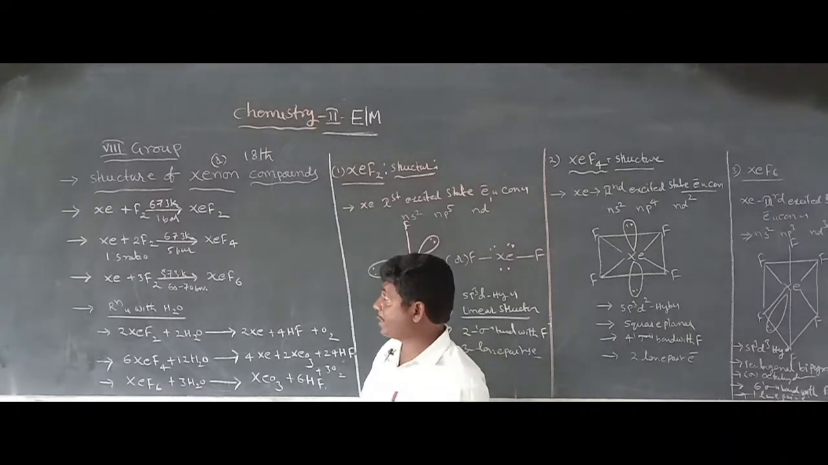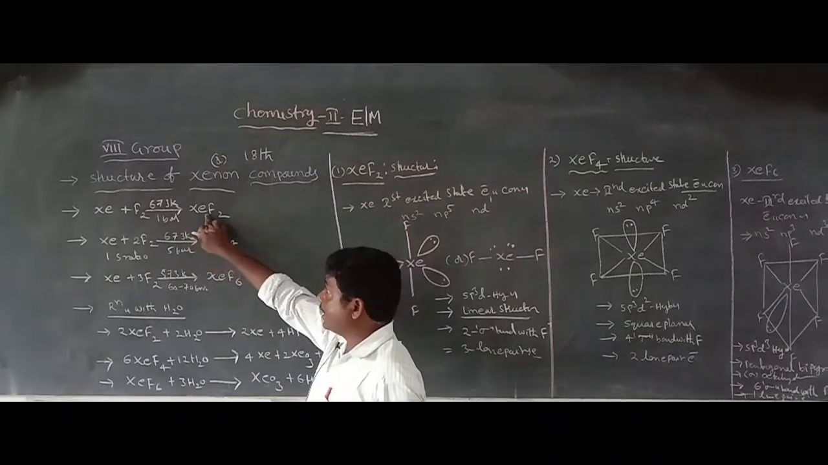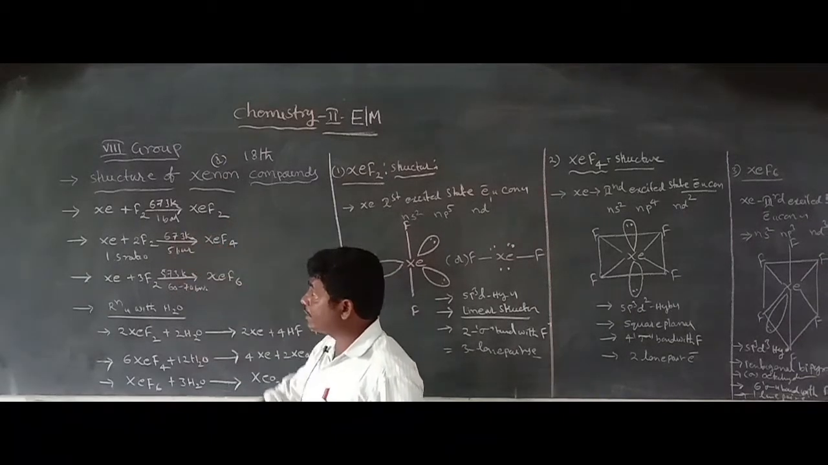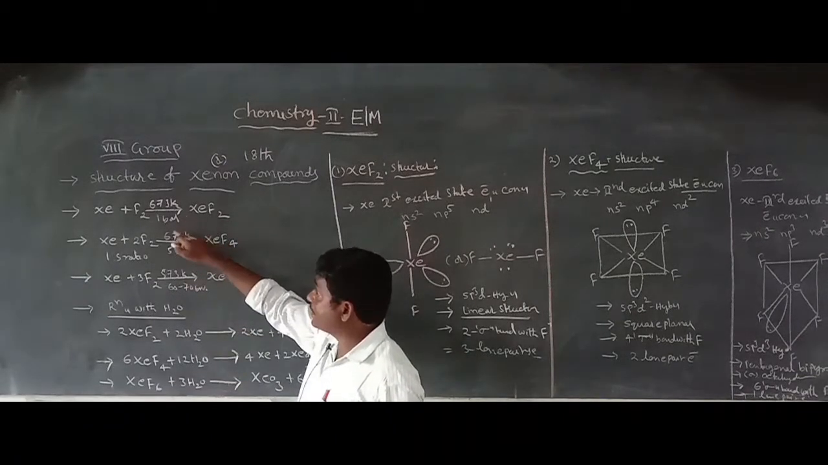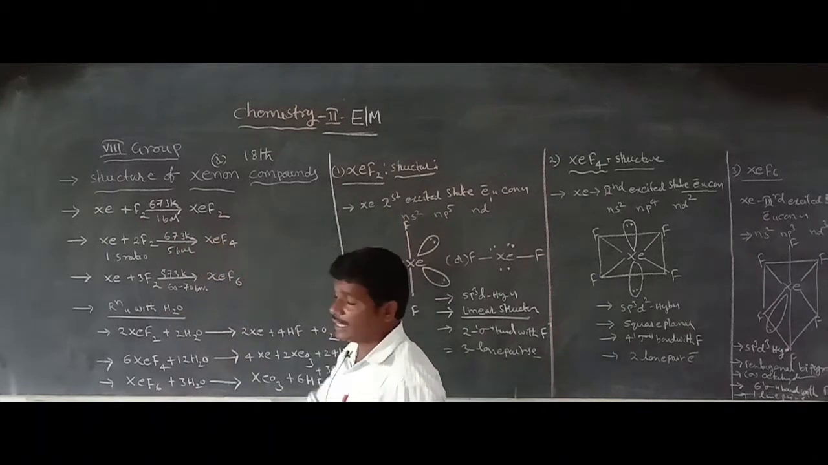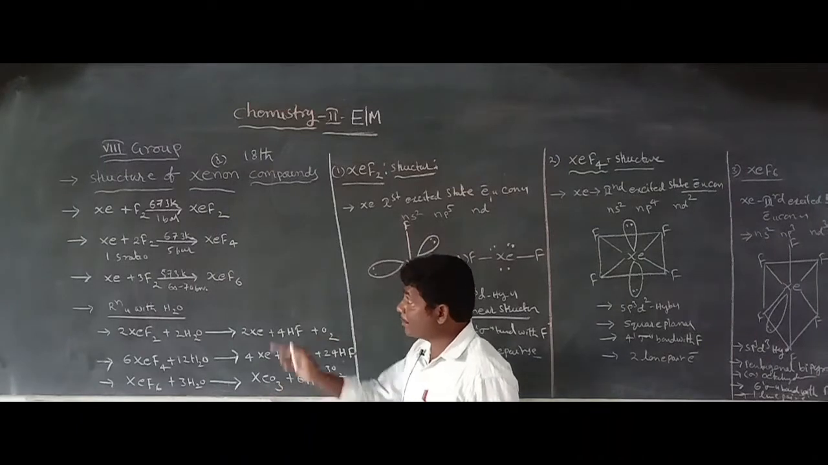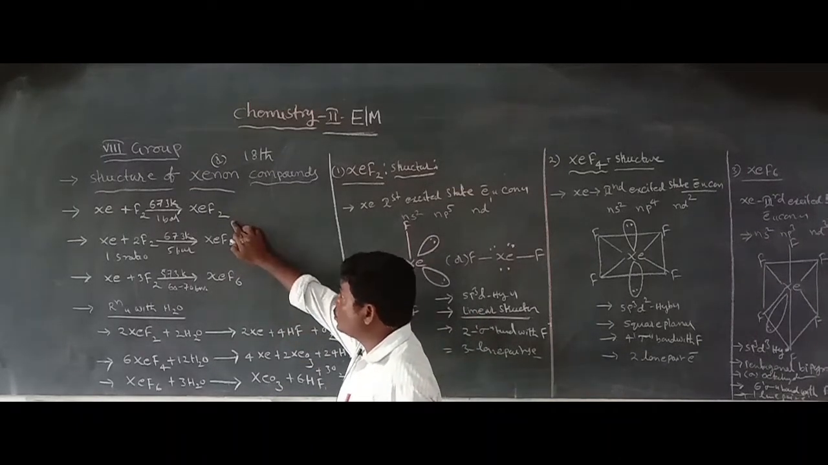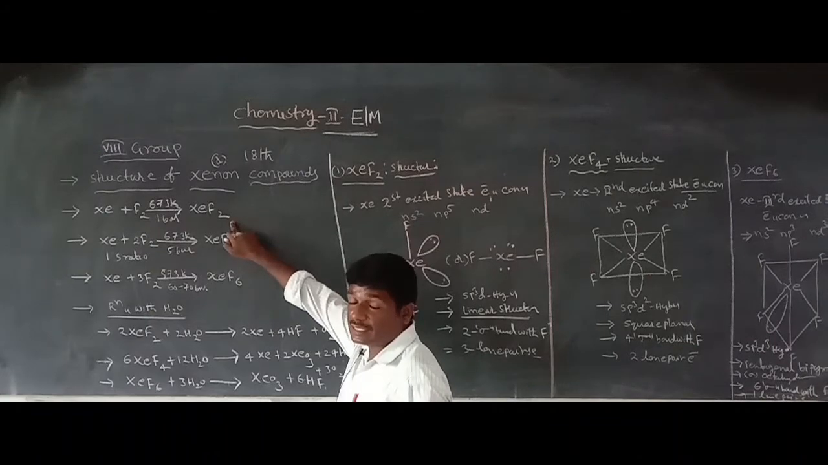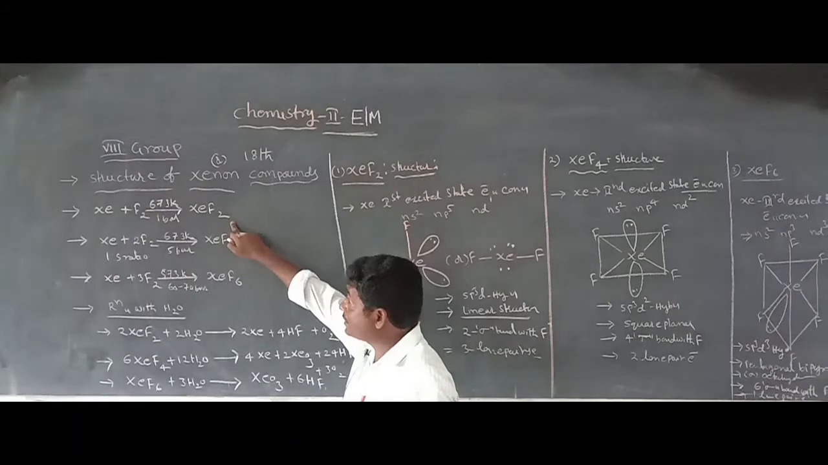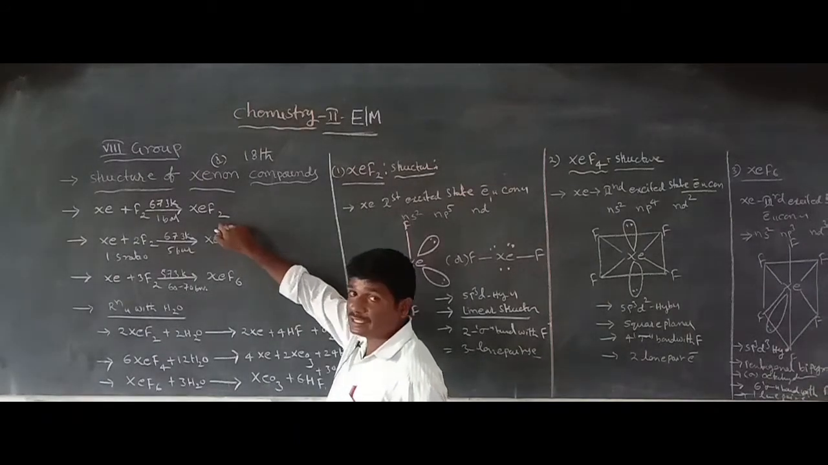Here is the first preparation: xenon difluoride. Xenon reacts with fluorine at 673 Kelvin, 1 bar pressure, to form xenon difluoride. That is the preparation of xenon difluoride. Di means 2 fluorine atoms. Xenon combining with 2 fluorine atoms is known as xenon difluoride.